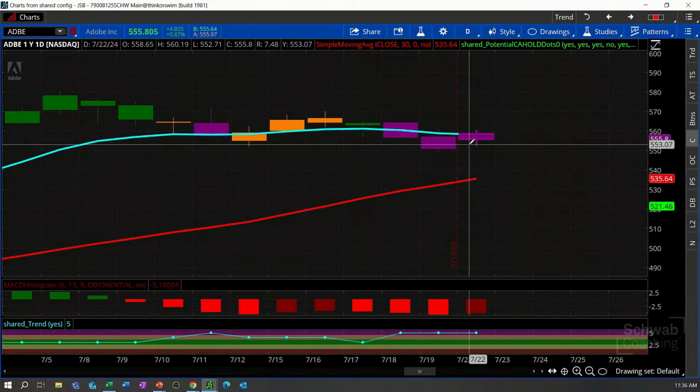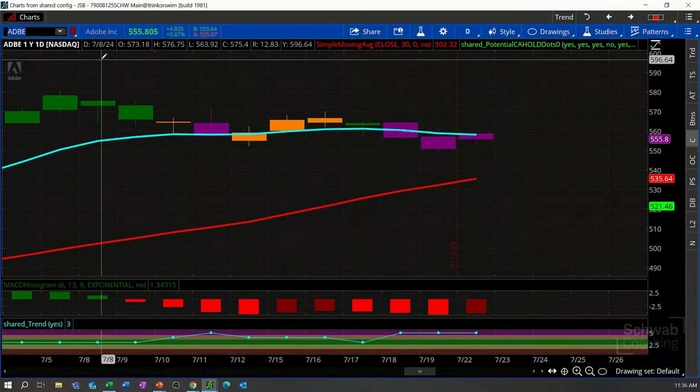So what is it saying? It's not a setup yet. Not if we're talking about a bullish bounce. Not if we're talking about a breakout, okay? But it is showing a flag.